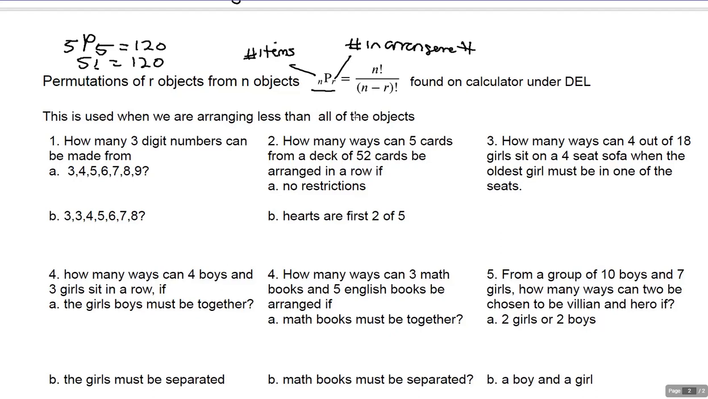When we did the factorial, we were arranging all of them. So what happens is most of the time when we use this NPR button, it's when we're going to arrange less than all of what we have.